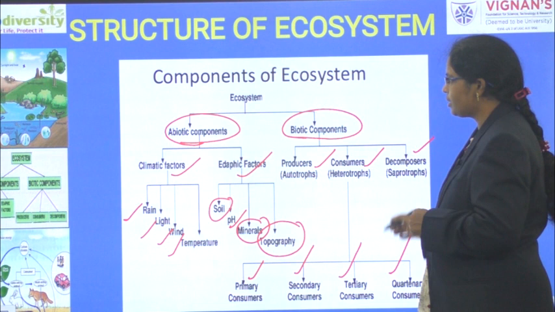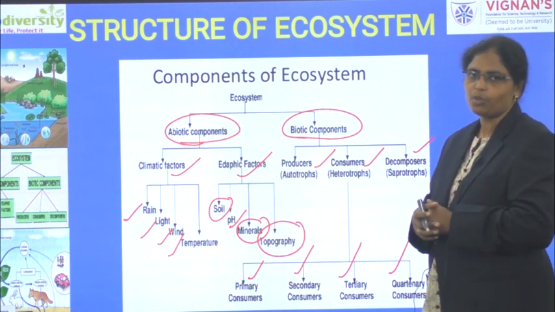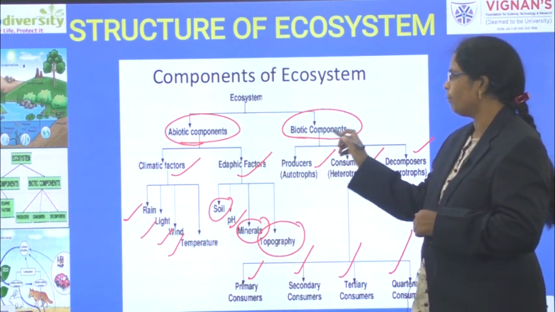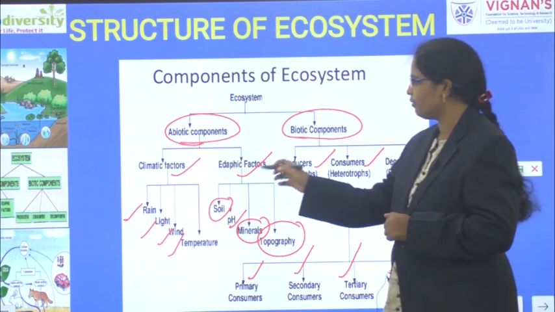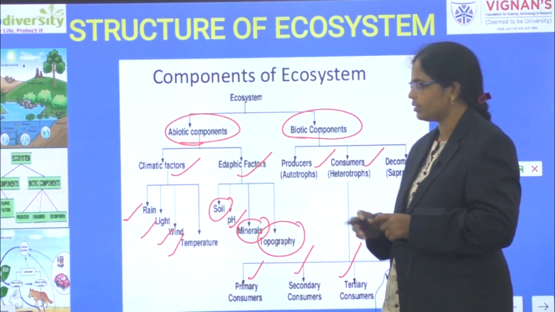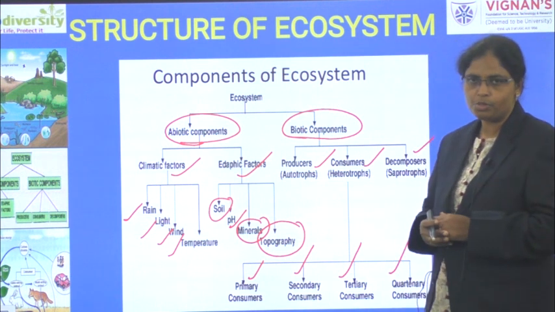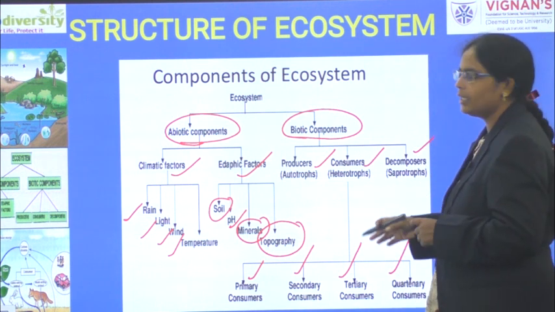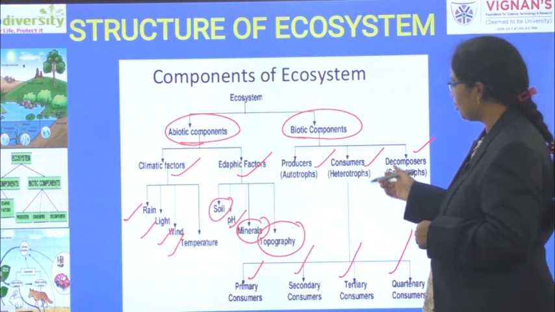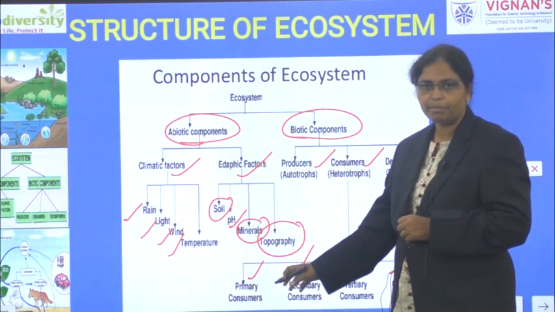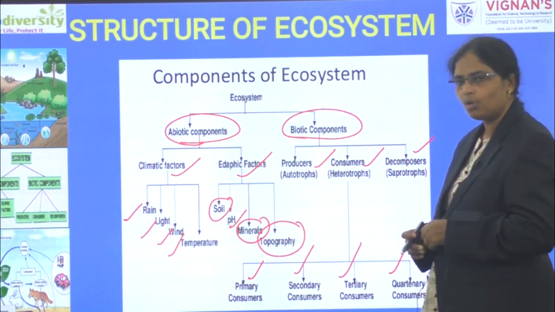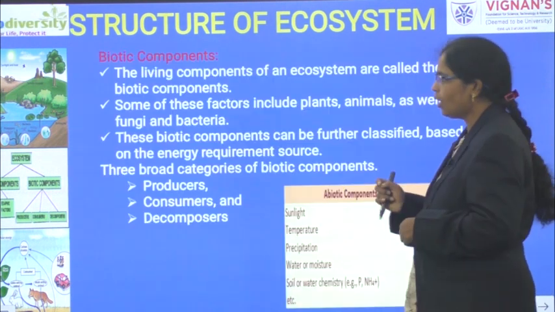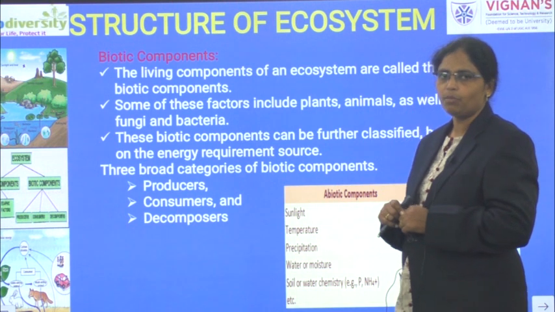So these are the various structural components of the ecosystem, both abiotic components and biotic components. Abiotic components are climatic factors and edaphic factors. Biotic components are producers, consumers and decomposers. In these consumers, again four classes are there: primary consumers, secondary consumers, tertiary consumers and quaternary consumers. Now we will see them one by one.